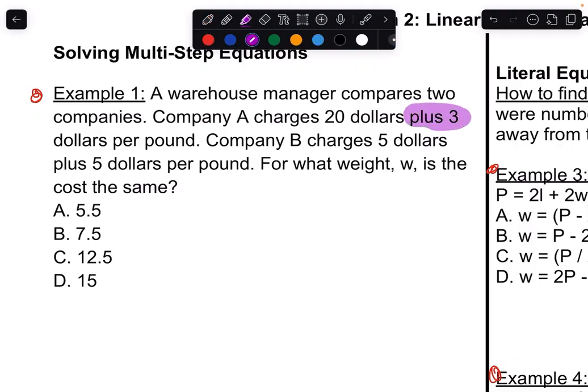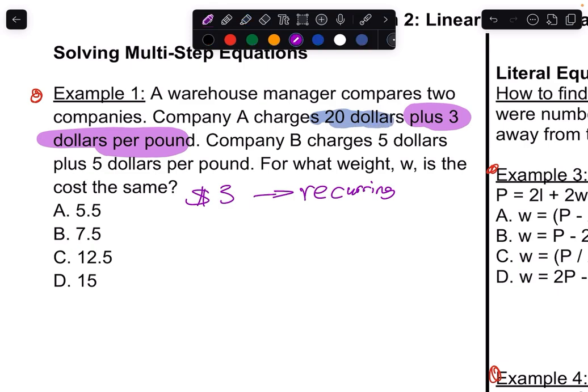My ears perked up at that per pound, because in that case, $3 is your recurring rate, which means that the $20 is the one-time fee. Let me read the rest. Company B charges $5 plus $5 per pound. In that case, it doesn't really matter which one's recurring and which one's not. Technically, recurring, fixed, but whatever.